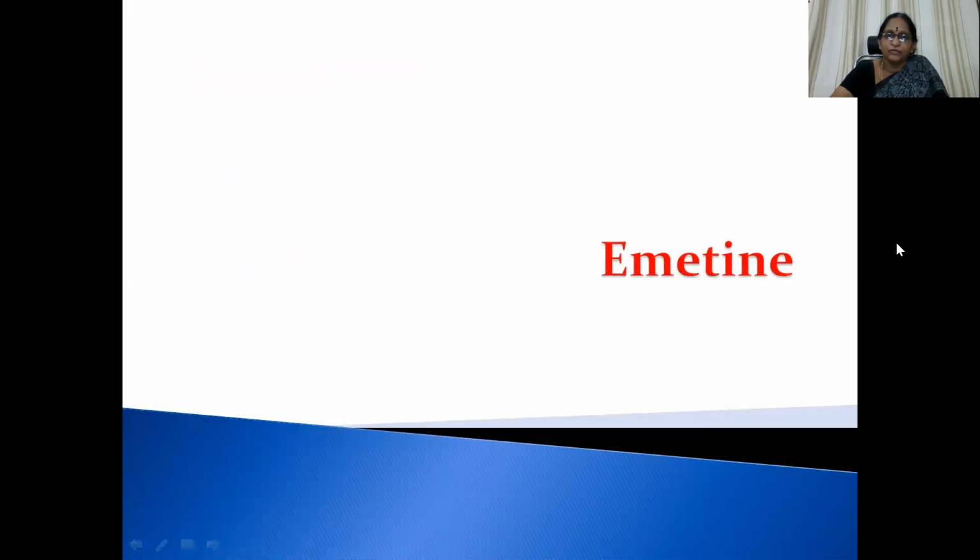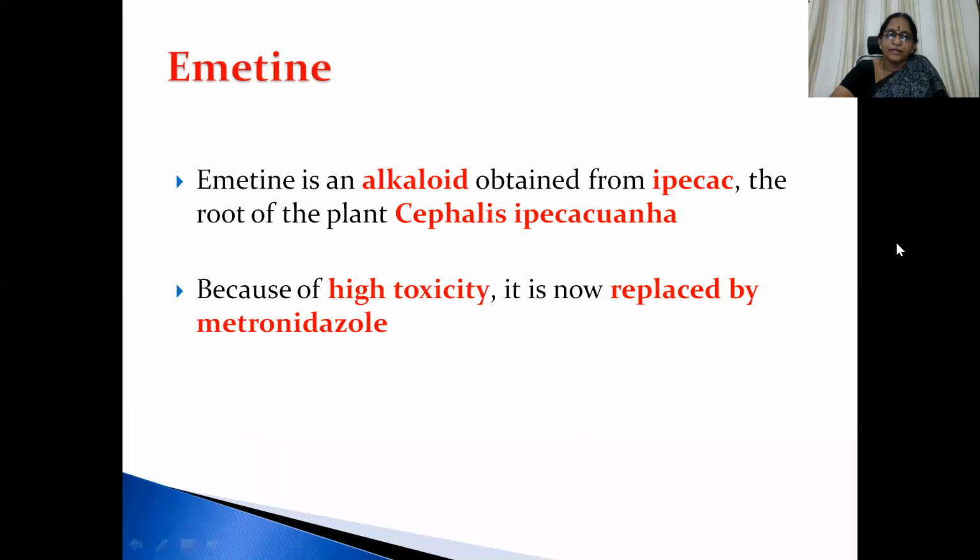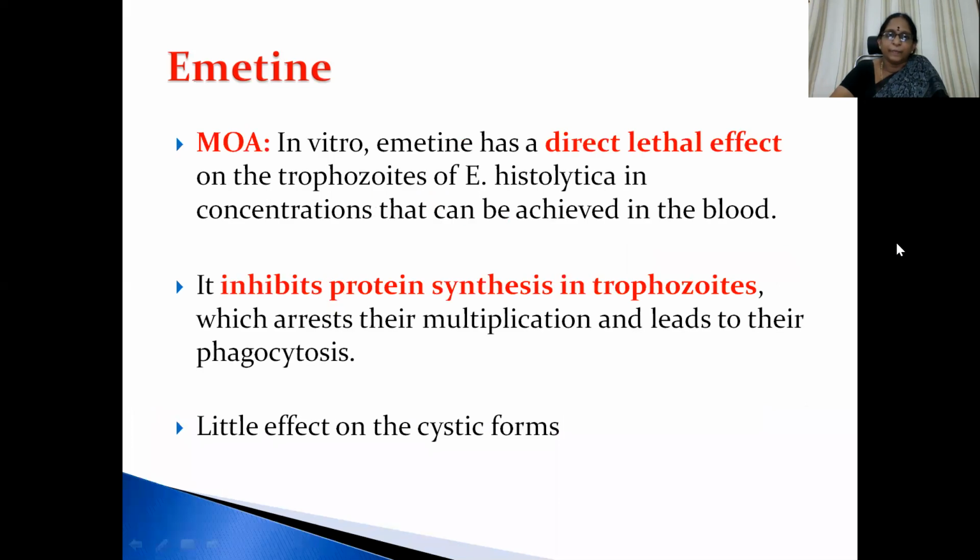Then coming to the molecule, emetin. It is an alkaloid obtained from ipecac, the root of the plant Cephaelis ipecacuanha. This molecule also has very high toxicity because of which it is now replaced by the prior drug, that is metronidazole. Mechanism of action in vitro: emetin has a direct lethal effect on the trophozoites of Entamoeba histolytica in concentrations that can be achieved in the blood. Optimum concentrations have a direct lethal effect.